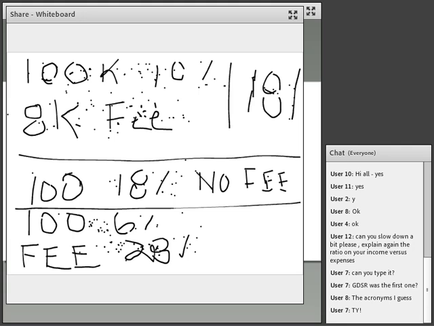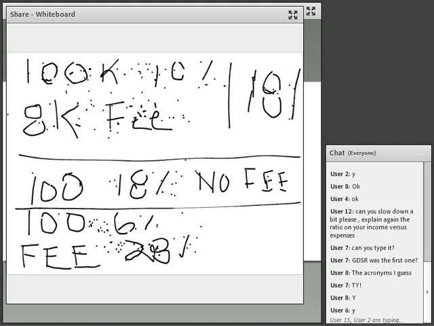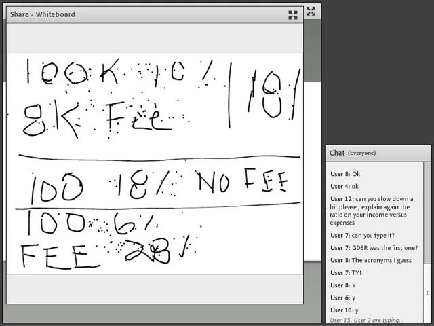So explain the second line, second test. Again, does everybody understand the first test? Does everybody need the first test done over again? We good? Okay, good. The acronyms, I guess. Okay, can you explain the acronyms again?